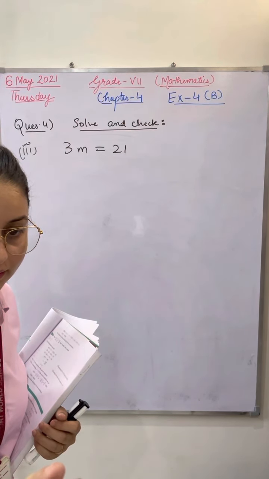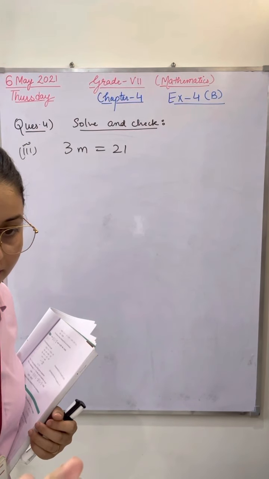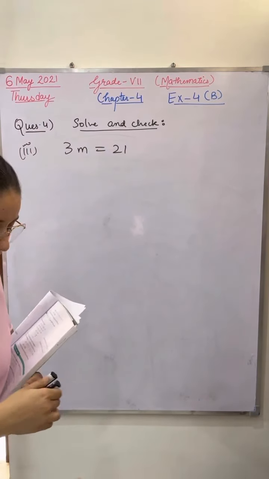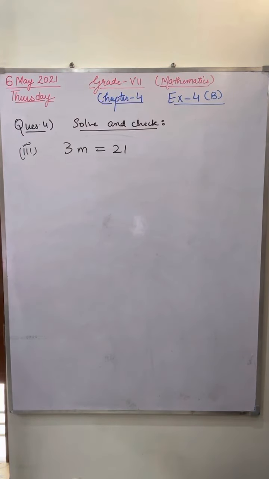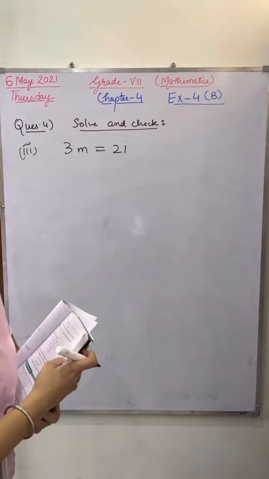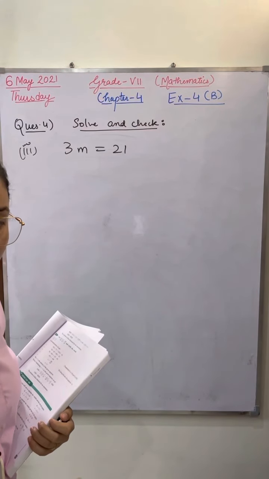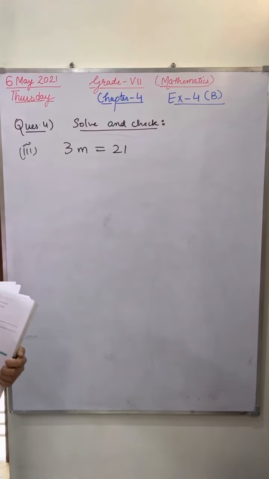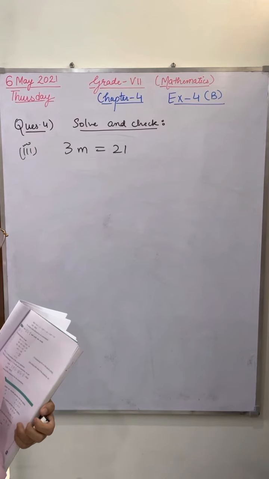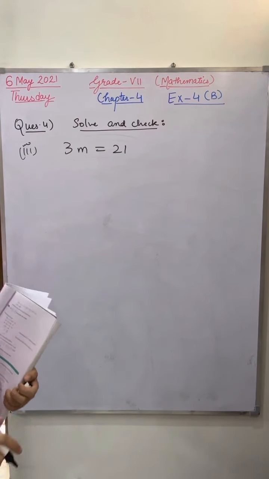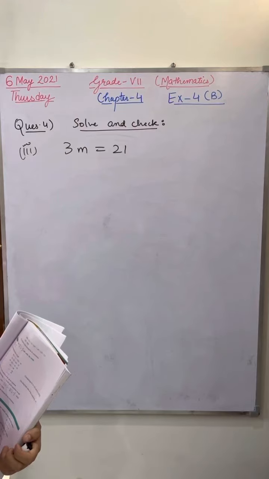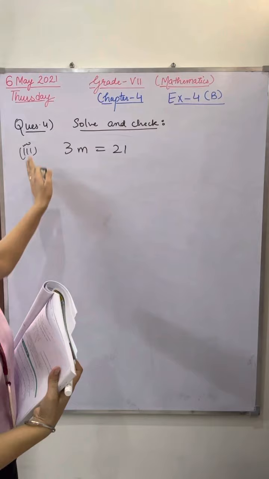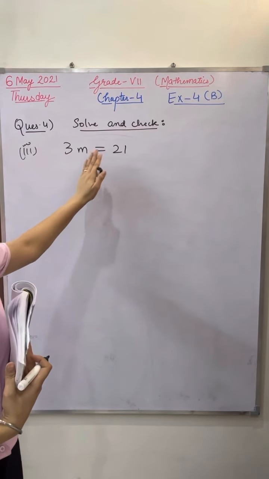Just wait, Aditya. Please unmute yourself. Good morning, ma'am. Very good morning. Aditya, please tell me, here can I apply the transposition method? No, ma'am. Why? Ma'am, because there is no constant value on the left hand side. Okay, but don't say there is no constant value in the question. It is there on the right hand side, but not on the left hand side.